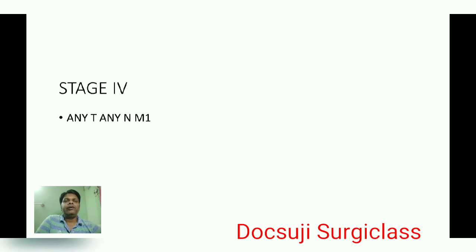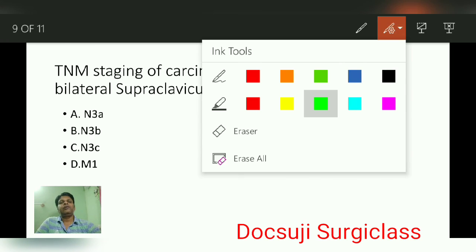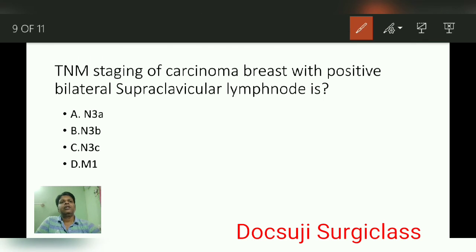With this I am going to discuss some of the multiple choice questions that were already asked in common competitive exams. We'll start with the first question: the TNM staging of carcinoma of breast with bilateral supraclavicular lymph node is. Here you can see 4 options: N3A, N3B, N3C, and M1. Just now we discussed N3A.